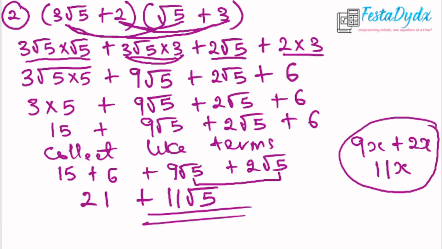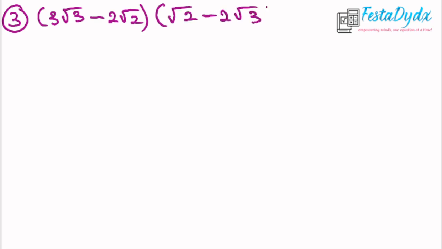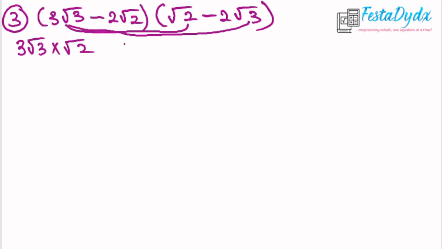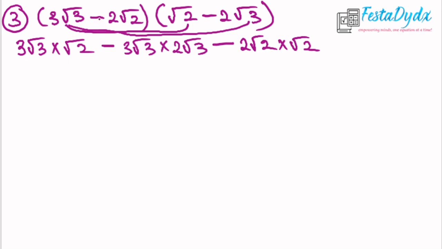Now let's move to number 3. For number 3, we'll have 3 root 3 minus 2 root 2, then root 2 minus 2 root 3. So now let's expand this times this first. So we'll have 3 root 3 times root 2. And then we'll have this times minus 2 root 3. So we have minus 3 root 3 times 2 root 3. Then we'll have minus 2 root 2 times root 2. So minus 2 root 2 times root 2. And then we'll have the last one, minus times minus. Minus 2 root 2 times 2 root 3. So minus times minus is plus. Then we'll have our 2 root 2 times 2 root 3.